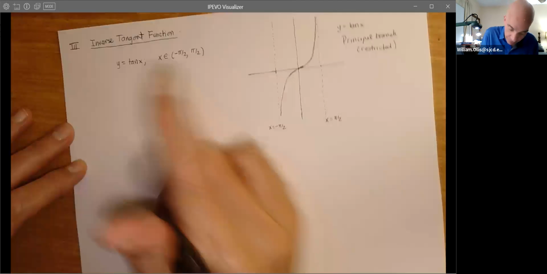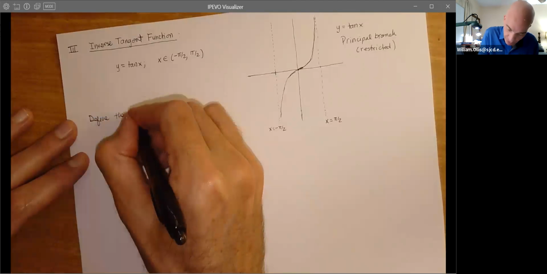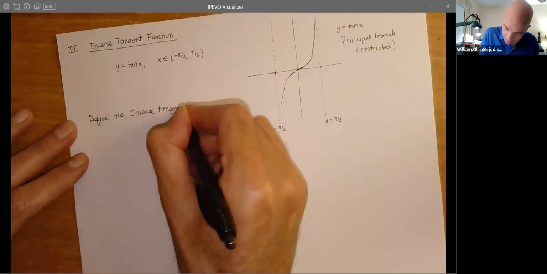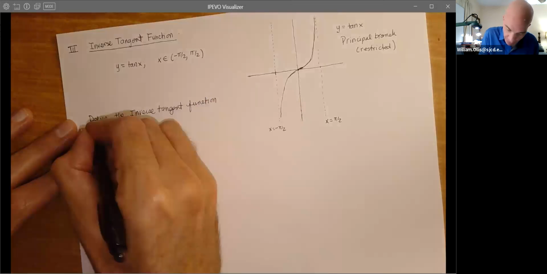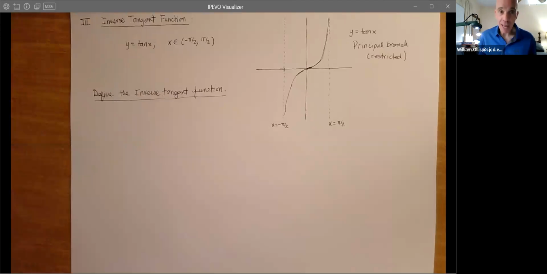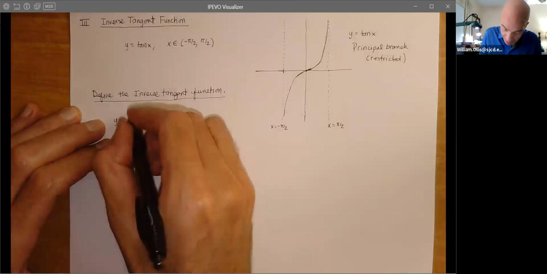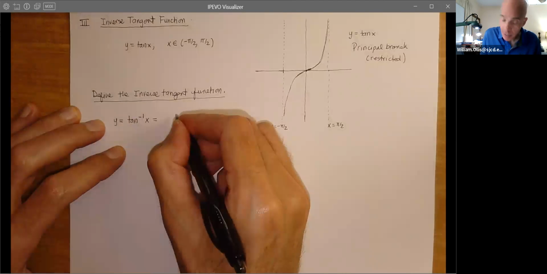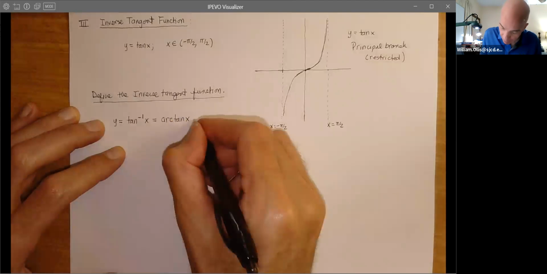So define the inverse tangent function. So we'll use the same independent variable just to keep everything on the up and up. Even though I don't like to do that, it keeps you from losing your sanity. So we'll say y equals inverse tangent of x, and it can also be written arctan of x.